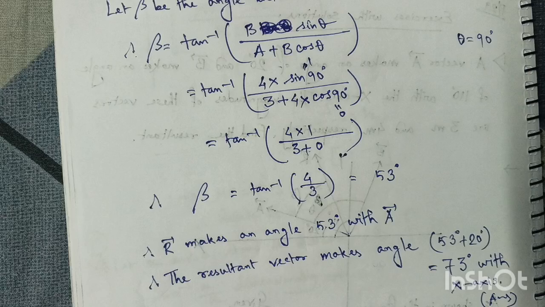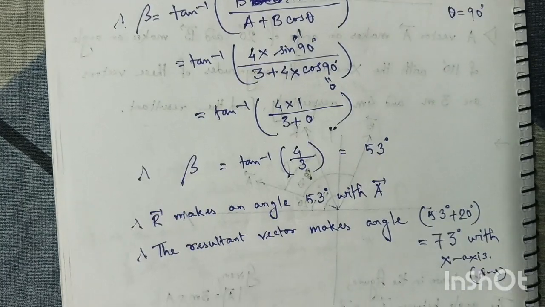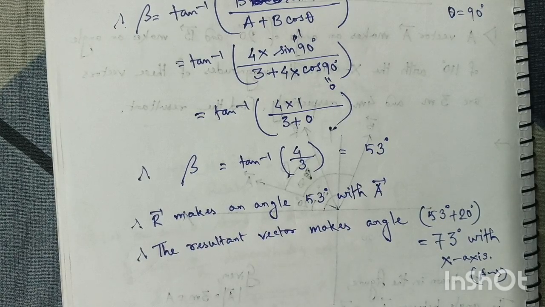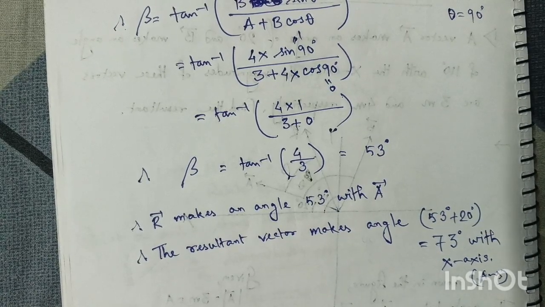Now the vector A makes an angle of 20 degrees with the x-axis. Therefore the resultant vector makes an angle of 53 degrees plus 20 degrees, that is equal to 73 degrees, with the x-axis. So this is the direction. Now the solution is complete.